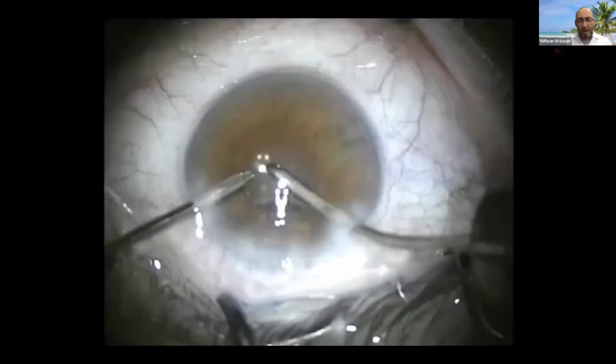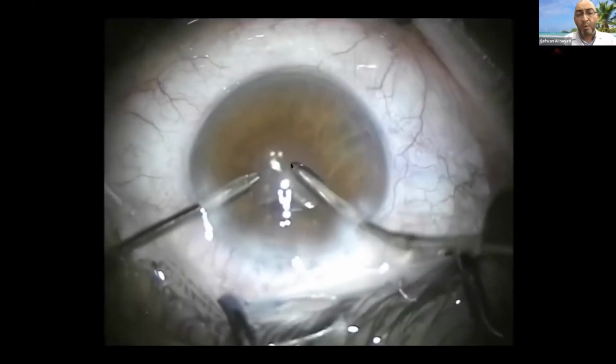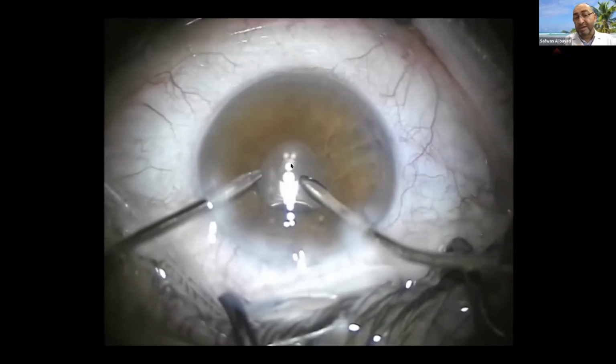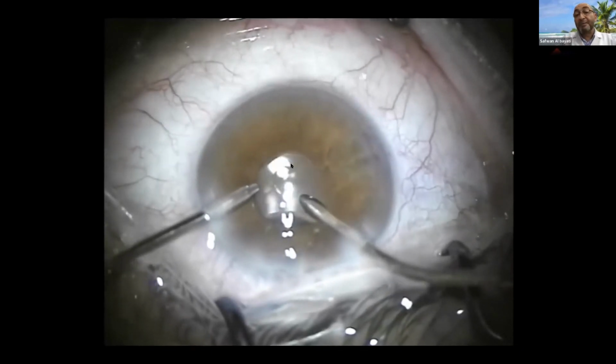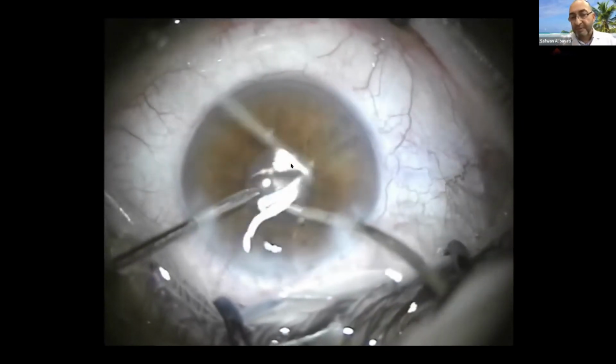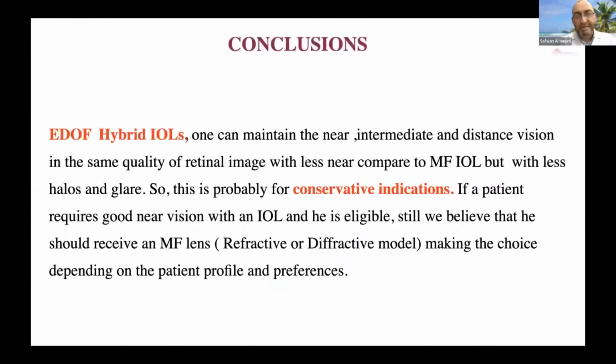Now, going to the Lucidus, I'm showing a movie of how I implanted it. See the center of the spherical aberration of the Lucidus, surrounded by the refractive element of trifocality. So this is refractive, not diffractive. Now, as a conclusion, with an EDOF hybrid IOL one can maintain near, intermediate, and distance vision with the same quality of retinal image, with less near compared to multifocal, but with less halos and glare compared to a trifocal.